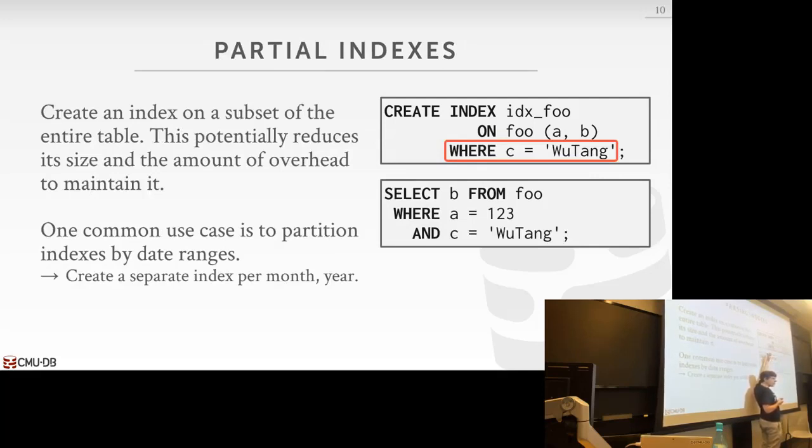This allows the index to be leaner because I'm not storing all the information for all possible tuples. I'm only storing exactly whatever matches in my where clause. So if some other query doesn't have the C equals Wu-Tang, I can't use that index.